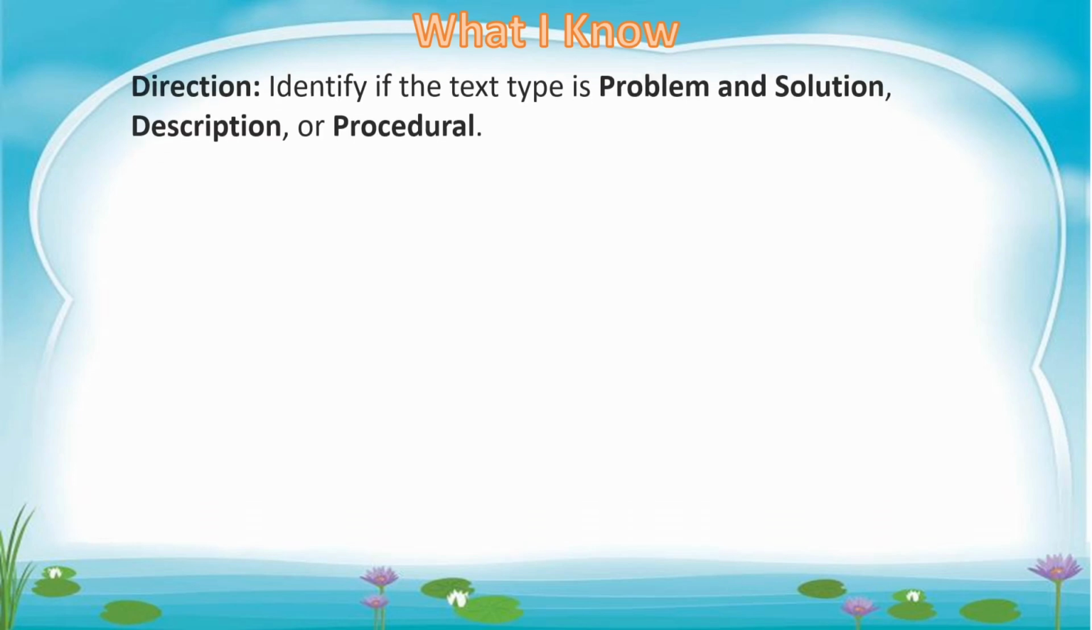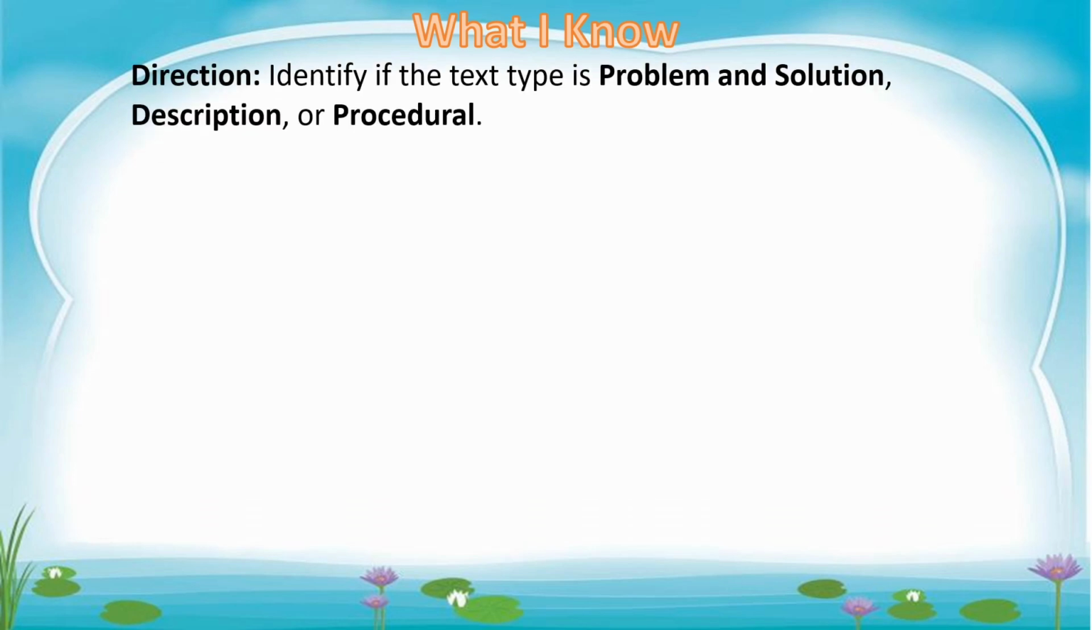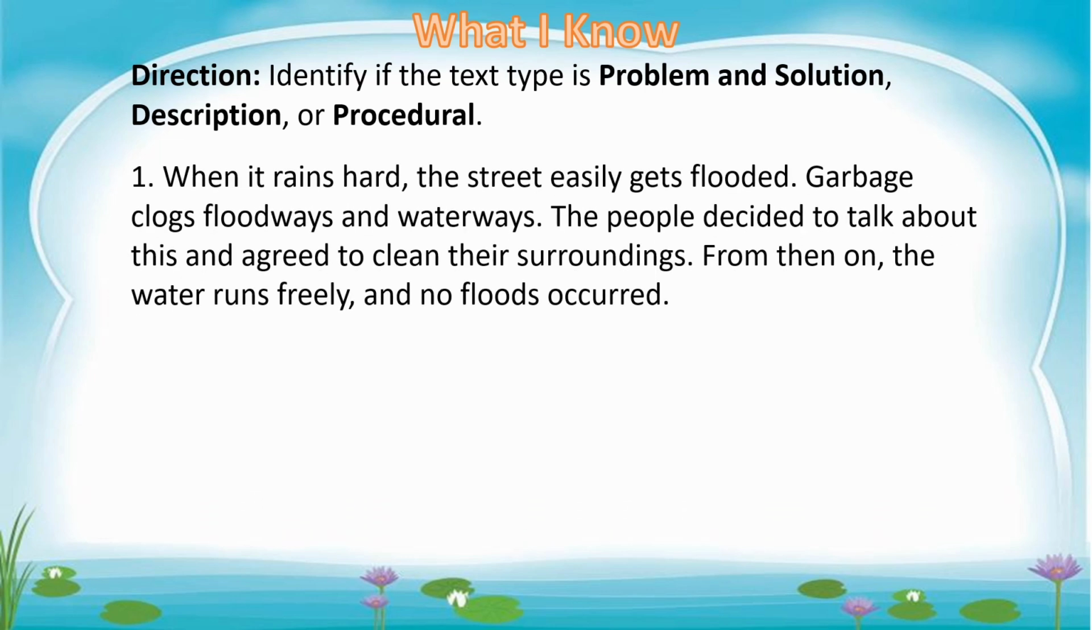What I Know. Identify if the text type is problem and solution, description, or procedure. Number 1. When it rains hard, the street easily gets flooded. Garbage clogs floodways and waterways. The people decided to talk about this and agreed to clean their surroundings. From then on, the water runs freely and no floods occurred. Correct. It's a problem and solution, because there's a problem there and there's a solution.